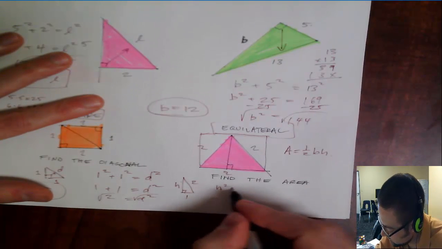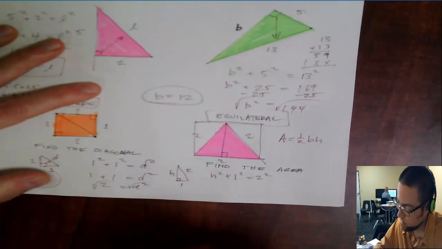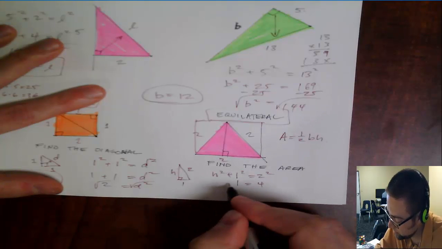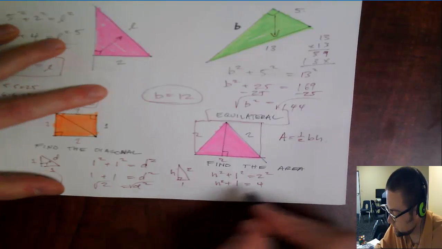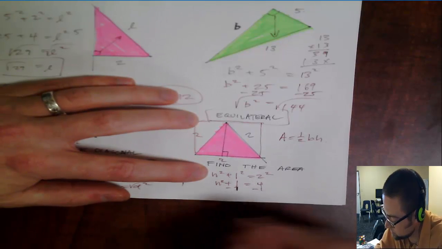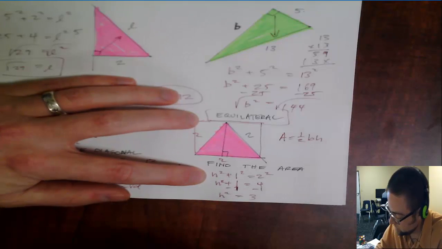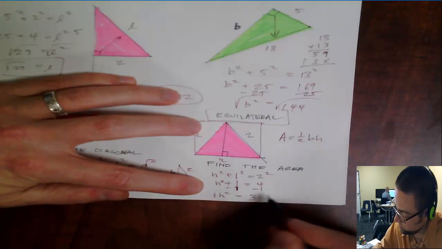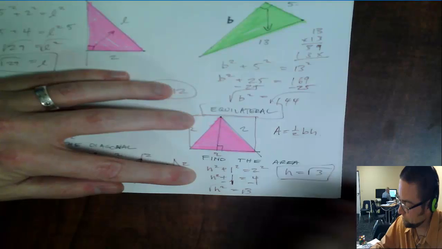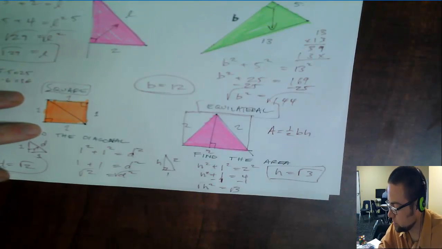So I have h squared plus 1 squared equals 2 squared. And 1 times 1 is 1, 2 times 2 is 4. So I get h squared plus 1 equals 4. Subtract 1 from both sides, so I'm getting ahead of myself. H squared equals 4 minus 1 is 3. So then I square root both sides, and I get h is equal to the square root of 3. And that's how we get the height of an equilateral triangle.